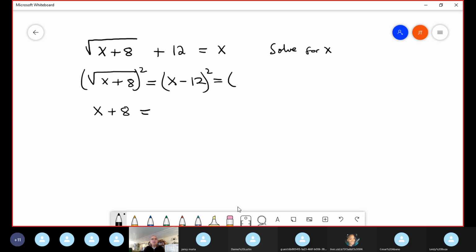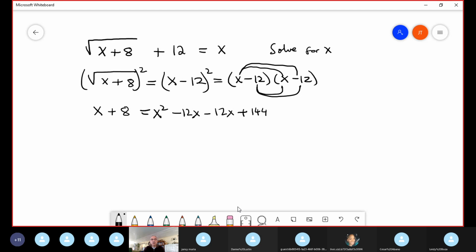Now you multiply x minus 12 times itself. And you FOIL: x times x is x squared. x times negative 12 is minus 12x. This again is minus 12x. And this is plus 144, which is the multiplication 12 times 12, but positive. Now we combine later. So, x plus 8 is equal to x squared minus 24x plus 144.